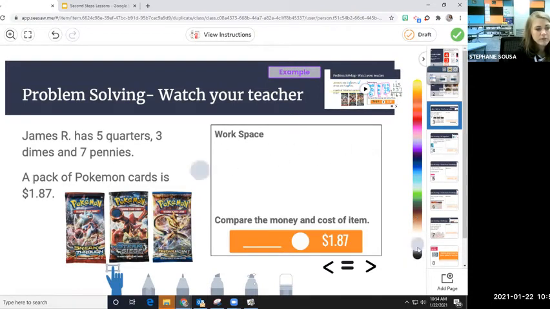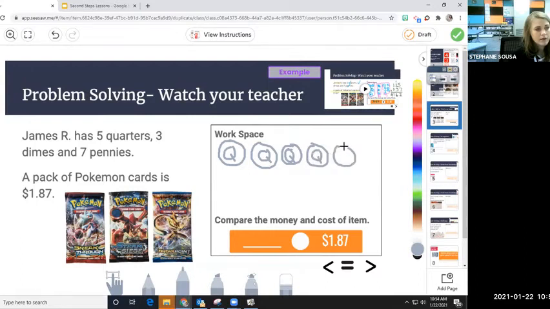5 quarters. I'm going to draw out that picture. Here we go. Draw your picture with me. 5 quarters. And again, I'm going to put a Q inside of the quarter so that I know the difference between the circles that I draw. 5 quarters. 3, 4, and 5. Okay, so I've drawn my 5 quarters.